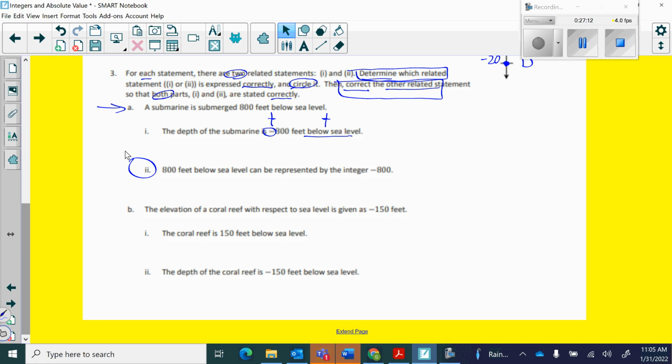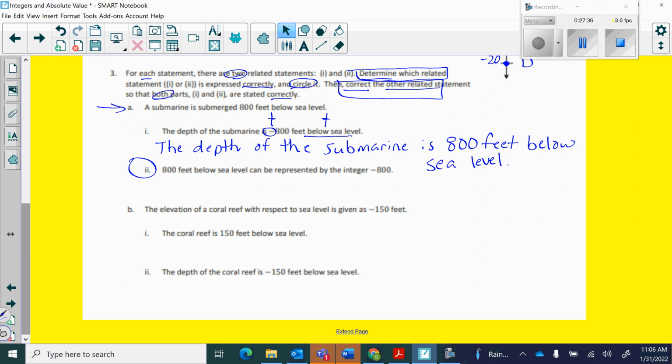So to fix this, you would take off the negative sign and just write the depth of the submarine is 800 feet below sea level. Because below sea level already means negative. Got it? So let's look at B.